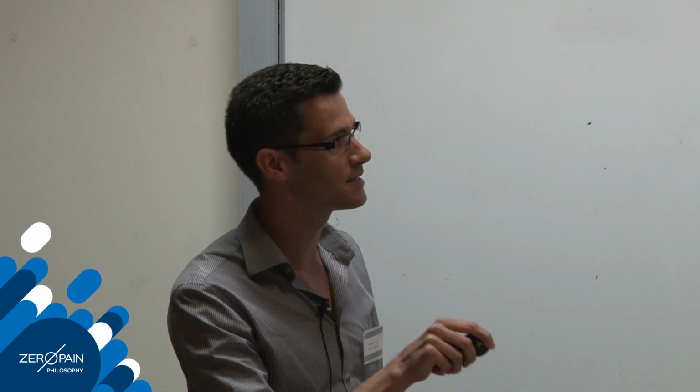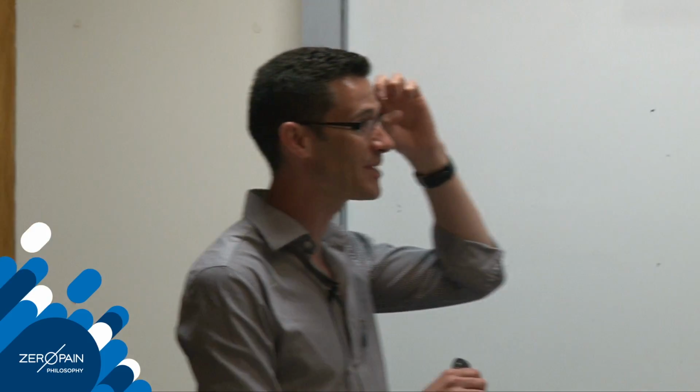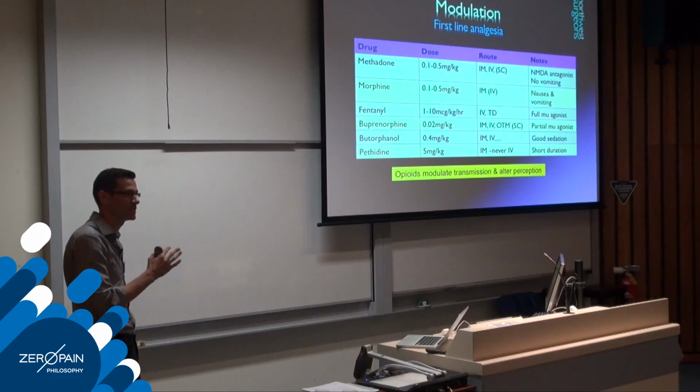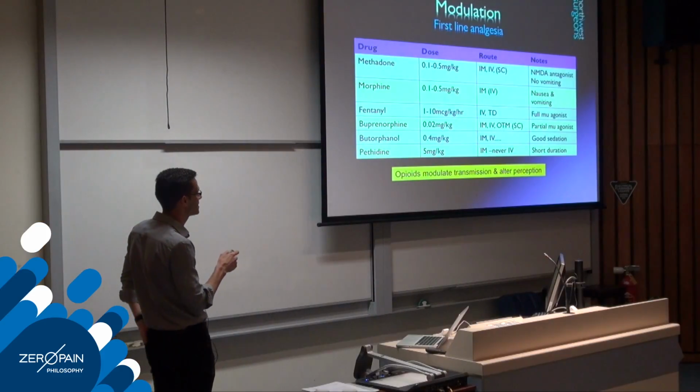Butorphanol, excellent sedative drug. That is the licensed analgesic dose in the UK. I haven't checked what the licensed analgesic dose is here. I'm sure Stephen will be able to tell me. It's probably exactly the same. IM, IV, good sedation, short duration of analgesia, they say an hour to 90 minutes. Similar with pethidine, an hour to 90 minutes. Pethidine, a bit of a pain because we can't give it IV because it causes histamine release. So whilst pethidine is a full mu agonist and provides good analgesia, not as versatile as methadone, morphine or buprenorphine.